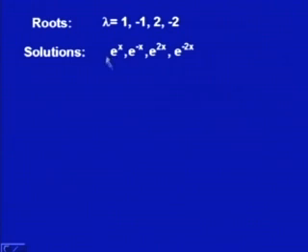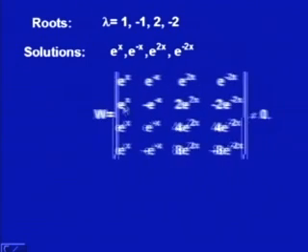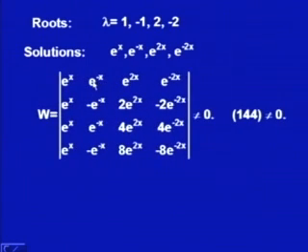Now, these solutions will form a basis only if they are linearly independent. So, for checking linear independence, let us use the Wronskian. Since we have 4 solutions, we will have a determinant of order 4, where the first row, as usual, has all the solutions: e to the power x, e to the power minus x, e to the power 2 x, e to the power minus 2 x. The second row has the derivatives: e to the power x, minus e to the power minus x, 2 times e to the power 2 x, and minus 2 times e to the power minus 2 x.